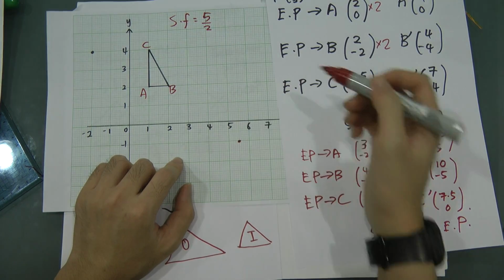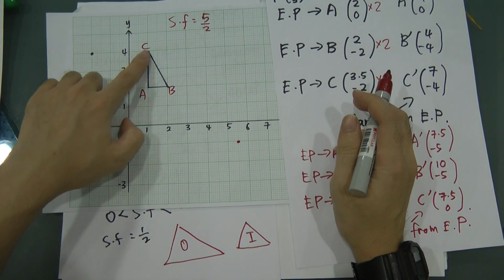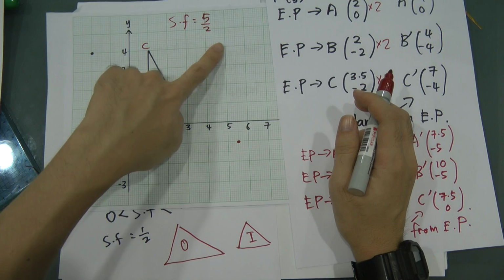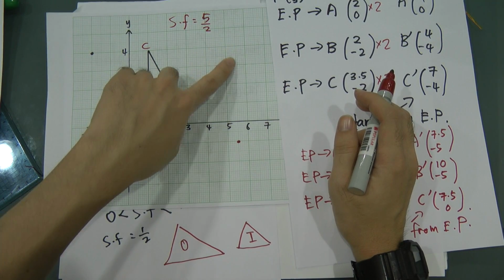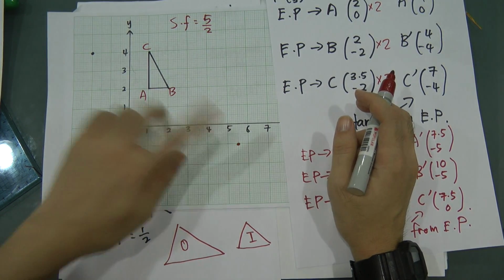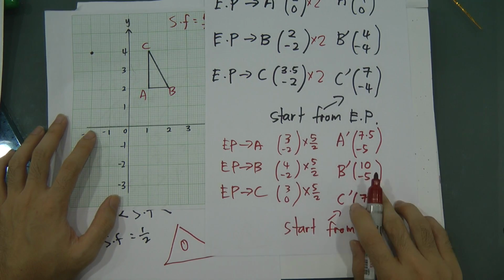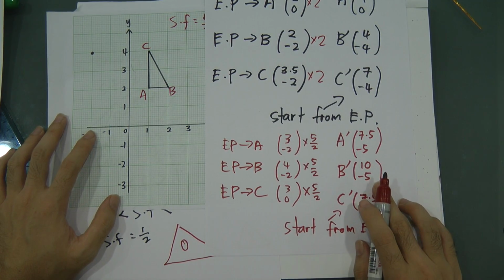Alright. Let me check again. 1, 2, 3, 4, 5, 6, 7, 7.5. Go down 1, 2, 3, 4, 5. Yes. Alright. Then I find my B. My B will be 10 and negative 5.